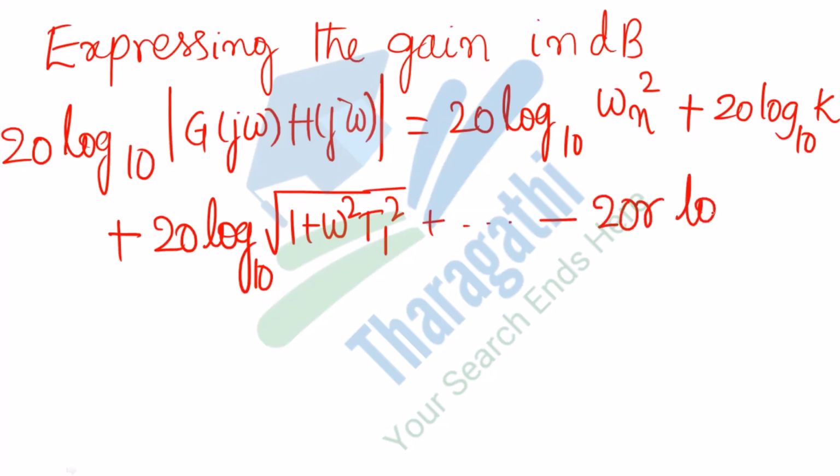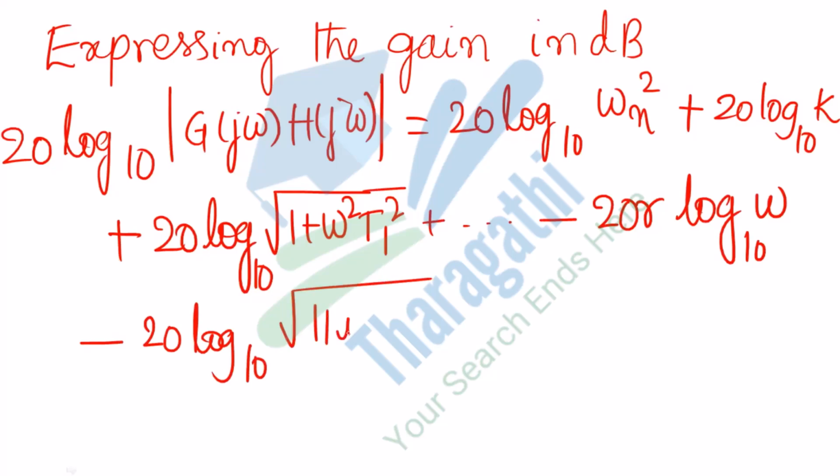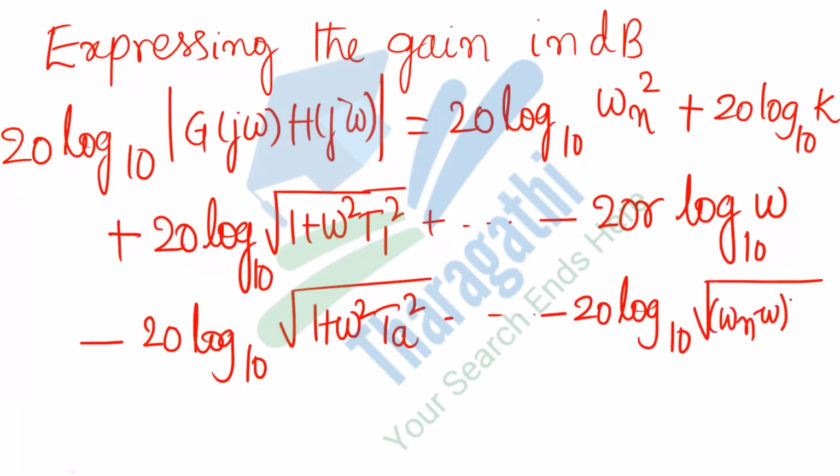So on, minus 20 into r log ω to the base 10, minus 20 log to the base 10 square root of 1 plus ω squared T squared, minus so on, minus 20 log to the base 10 under root of (ωn minus ω squared) plus (2ζωn into ω) squared. So these are the terms.